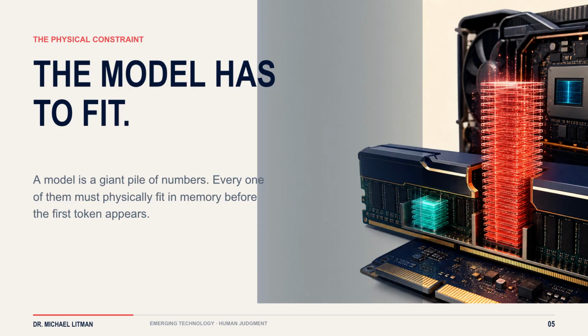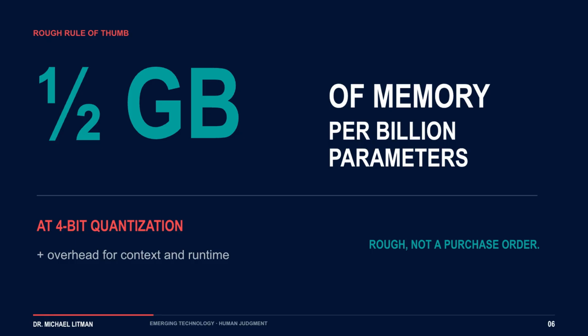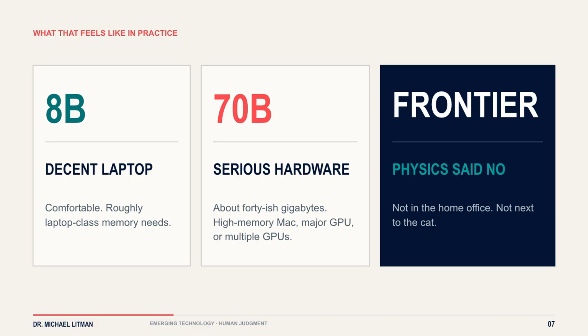It's memory. A model is basically a giant pile of numbers, and every one of those numbers has to physically fit in memory before it can do anything for you. Rough rule of thumb, and I mean rough, at 4-bit quantization, which is the compression everybody uses, you're looking at roughly half a gigabyte of memory per billion parameters plus overhead for context. So an 8 billion parameter model fits on a decent laptop, comfortable.